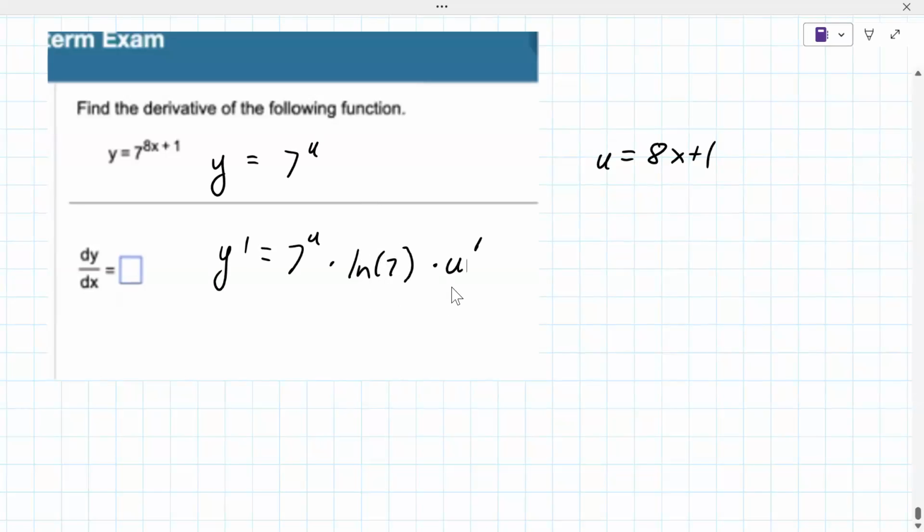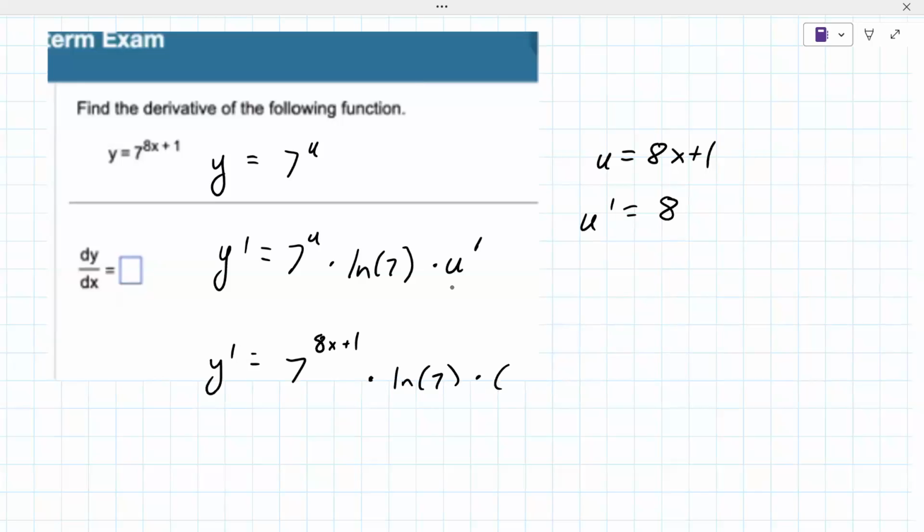Okay. So now you do have to be able to come off to the right and calculate u prime. That's 8, like that. So now it's just substituting back in. Okay, so it's 7 to the 8x plus 1, and these are all on the lower level here, the natural log of 7 times 8. You can't go wrong using parentheses to separate things.